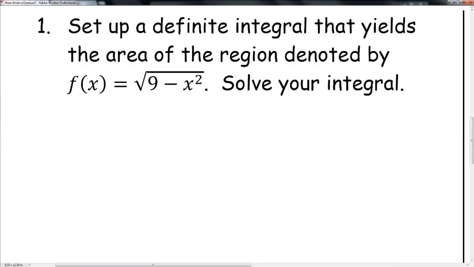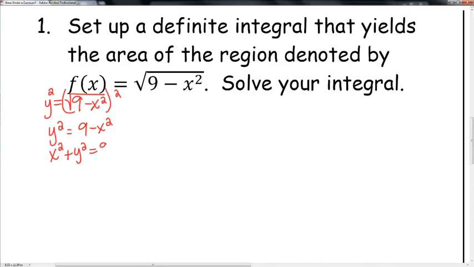Alright, number one, set up a definite integral that yields the area of the region denoted by f of x is equal to the square root of 9 minus x squared, and we're going to solve our integral. So our first step is, I just want to help you guys figure out what this picture looks like. So if y is equal to the square root of 9 minus x squared, and if I square both sides, I get y squared is equal to 9 minus x squared. Add x squared to both sides, I get x squared plus y squared is equal to 9. And this is a circle.